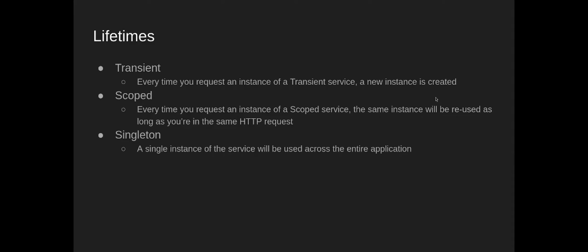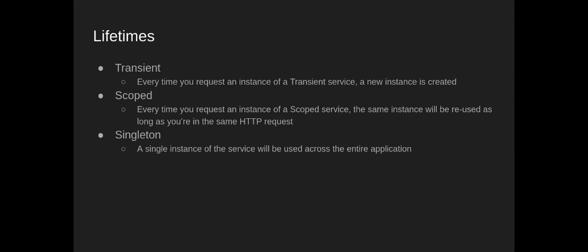So in dependency injection, there are 3 lifetimes that we use to manage the lifetimes of our services that we register. They are transient, scoped, and singleton. With a transient service, every time you request an instance of that service, a new instance is created. An example of that might be a logger, right? Every time you request a logger, a new instance of that logger is created.